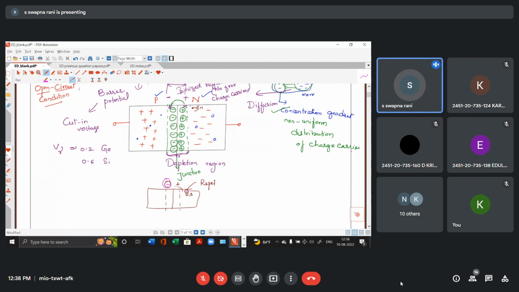So during that process only, the depletion layer will be formed and the barrier potential will be formed. After that there won't be any further diffusion. Whatever negative potential is developed on the p side prevents further diffusion of electrons. Similarly, whatever positive potential is developed on the n side further prevents diffusion of holes.